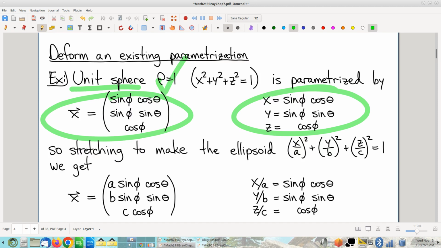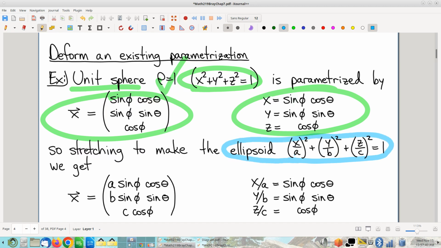Okay, so now, instead of that equation, suppose I want to parameterize this ellipsoid that has a significantly different equation. Do I have to start over from nothing? Do I have to forget about all that green stuff? It's not the same as the blue equation, so do I have to start all over?